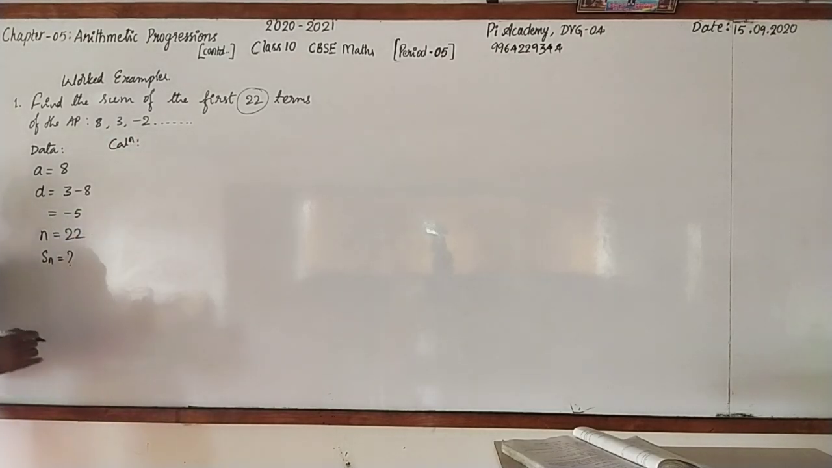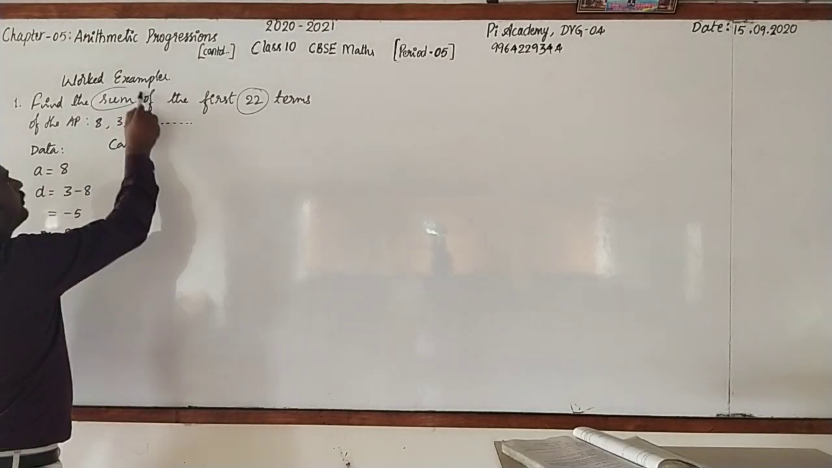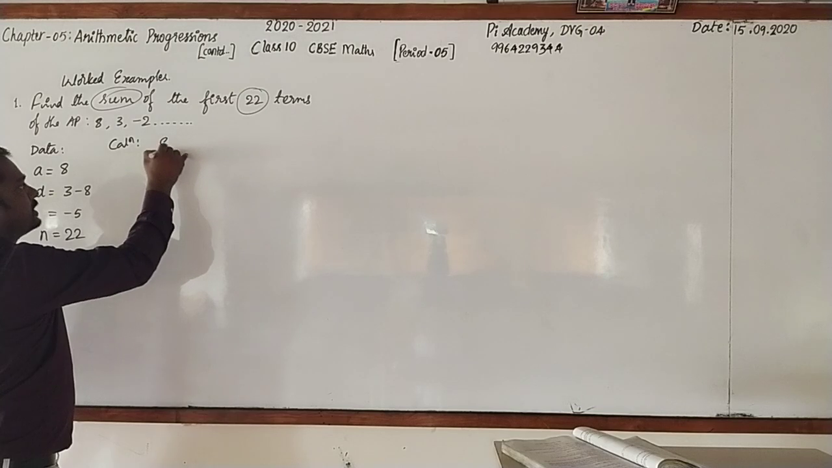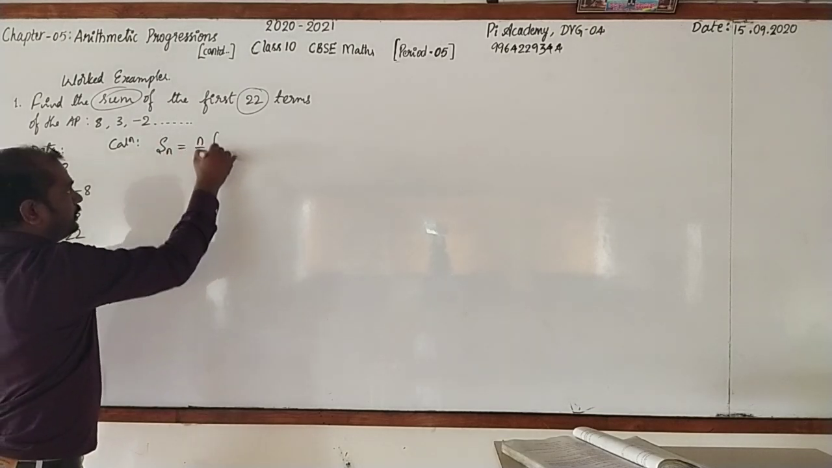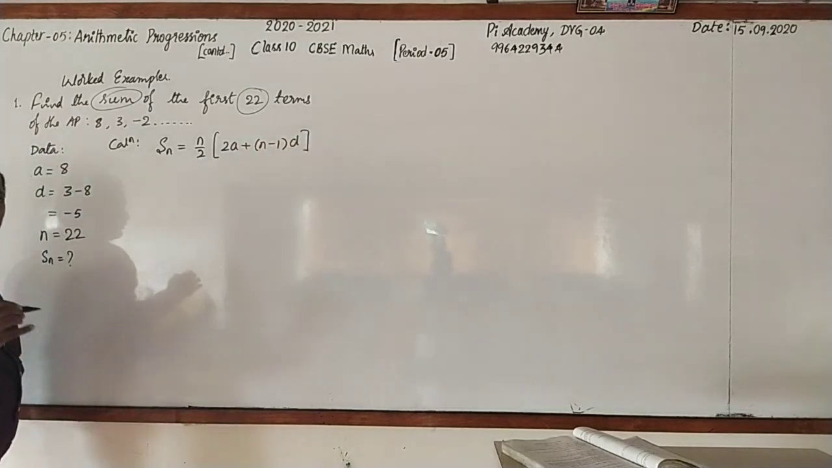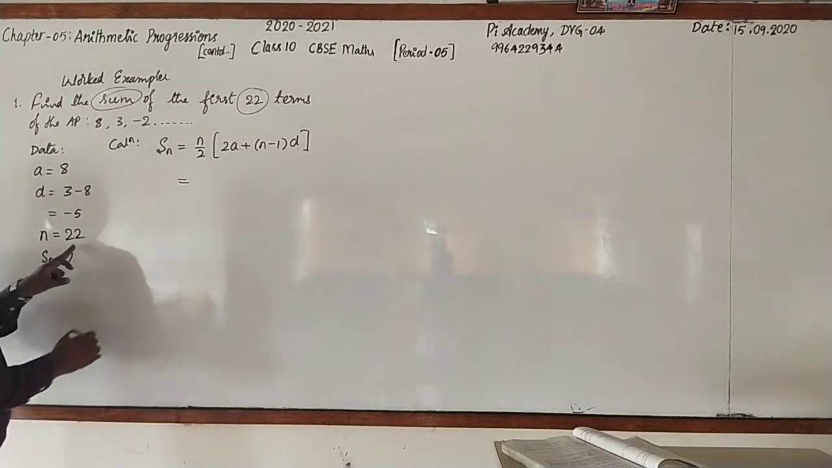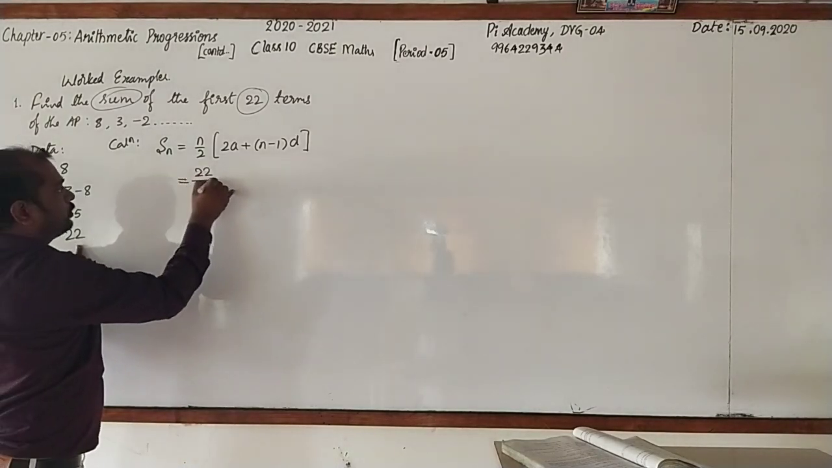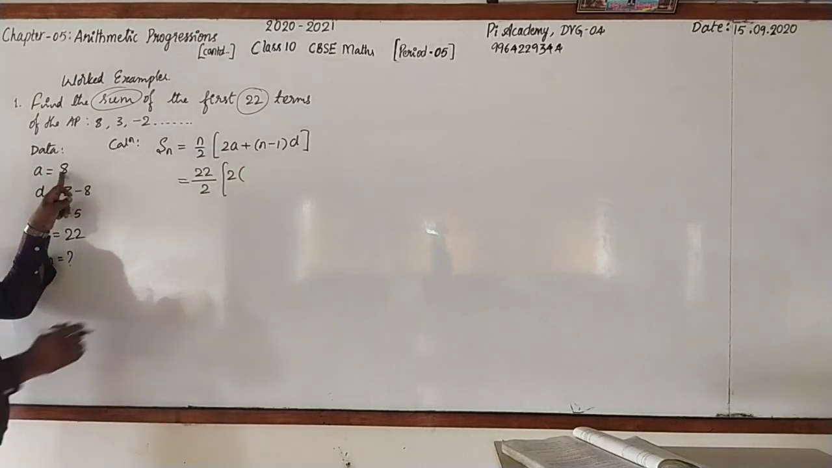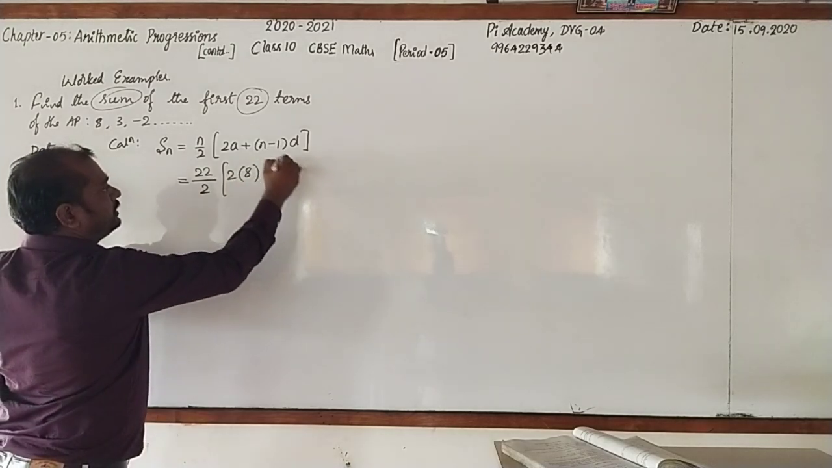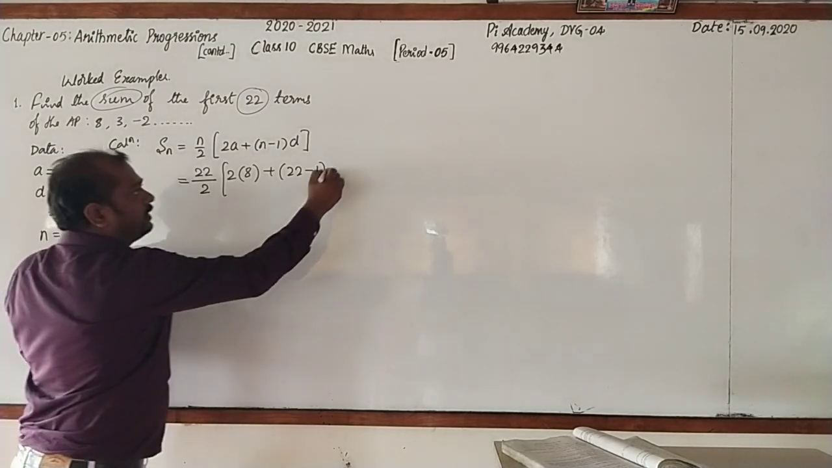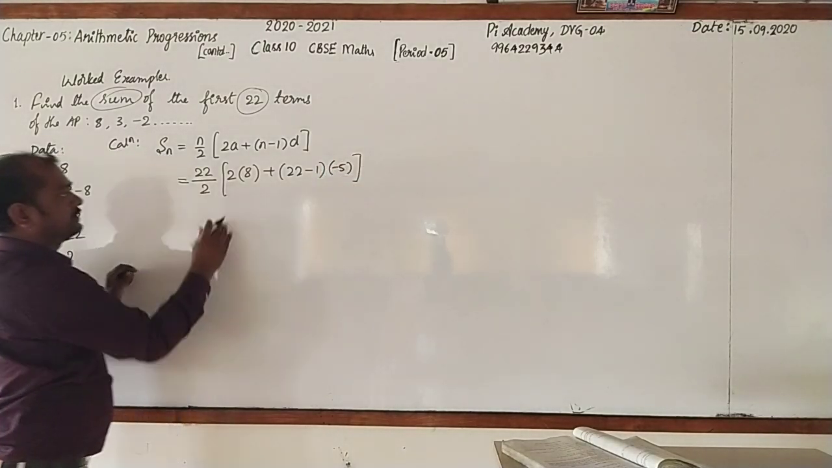Calculation. To find the sum of the terms of an AP, we have a formula. What is it? Sn equals n by 2 into 2a plus (n minus 1) into d. Got it? Substitute. What is n? n is 22, so 22 by 2 into 2 into a, where a is 8, plus (n is 22, minus 1) into d.